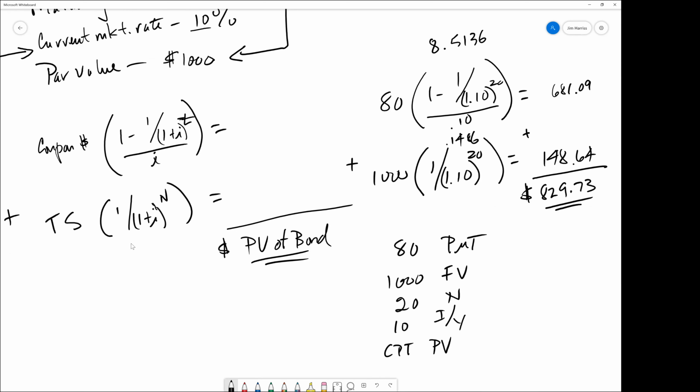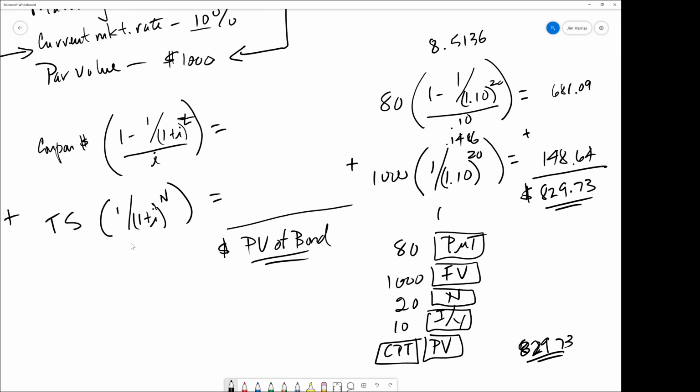And well, you do. If you hit those numbers, those buttons, these are your buttons here, okay? You will get 829.73. So it's up to you if you want to use the formulas, or we'll put a big "or" there, you can use the buttons. Either way, you're going to get the same number. But this is how this thing works, okay?